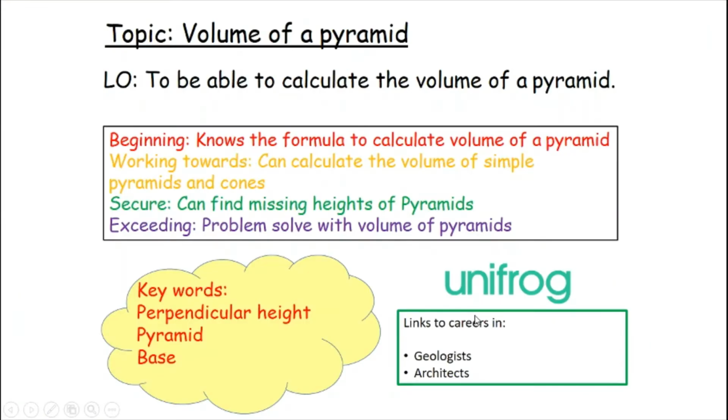Here's today's title, Volumes of a Pyramid. And we're going to be looking at all sorts of pyramids and how to find missing lengths and volumes.